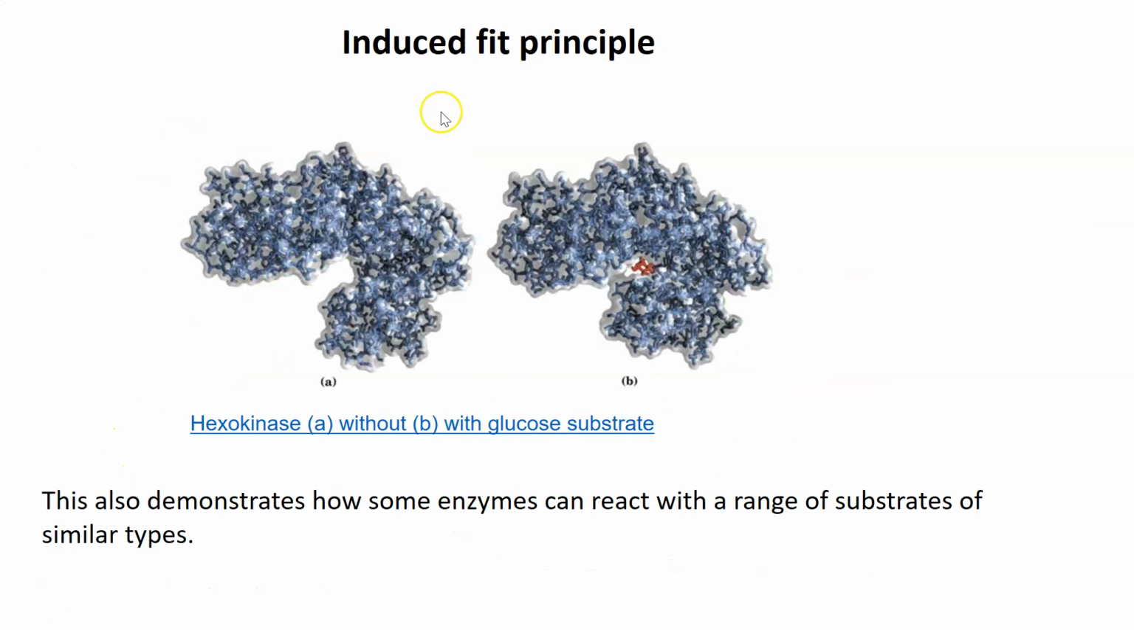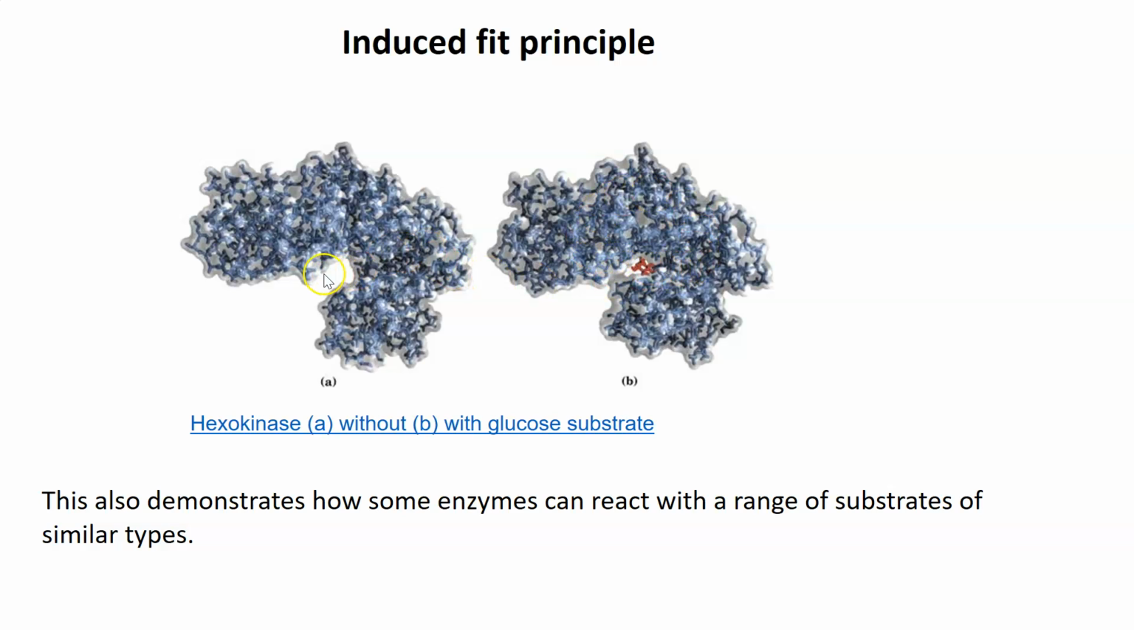To help illustrate the induced fit hypothesis, let's look at a real life example. This is an enzyme, hexokinase, which we'll talk about in a later lecture on cellular respiration. Hexokinase binds any sugar molecule which has 6 carbons. This is hexokinase without the substrate bound, without the sugar bound, so take note of the shape. Now this is hexokinase with the substrate, with the sugar bound.